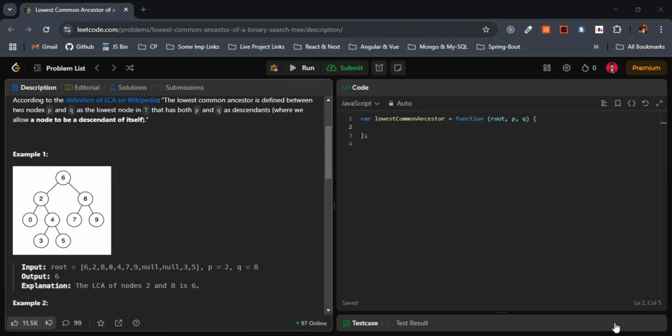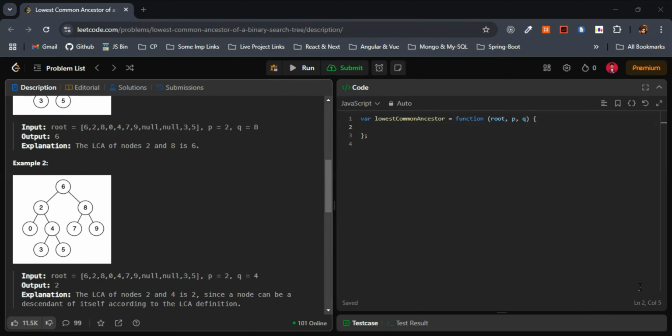Let's consider the same example here. We are given these nodes, and P is 2 and Q is 8. In the question they have clearly mentioned that the lowest common ancestor of two nodes P and Q in the binary search tree is the lowest node in the tree that has both P and Q as its descendants. So 6 has 2 and 8 as its descendants, and we need to display 6 as the output in this case. I hope this is clear. Let's move to the second example.